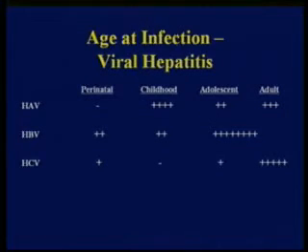Okay, don't fall asleep quite yet. This slide is also important. It's the age of infection. If you notice, for hepatitis A, it's most common during childhood. Children eat dirt and just about everything they come across, right? Hepatitis B is more common during adolescence, and hepatitis C is more common acquisition as an adult.